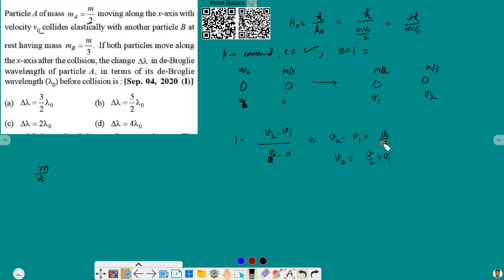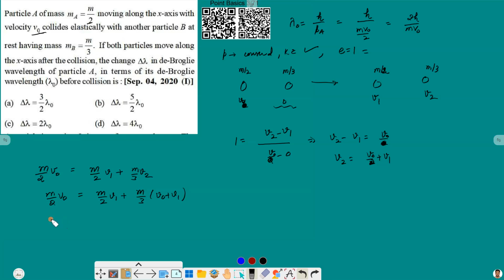This will be v naught, and this will be v naught. Velocity, initial velocity is v naught. So m by 2 into v naught, that is initial momentum, because the second particle is at rest, will be equal to m by 2 into v1 plus m by 3 into v2. Now we have v2 in terms of v1, so this will become m by 2 v1 plus m by 3 (v naught plus v1) is equal to m by 2 of v naught.